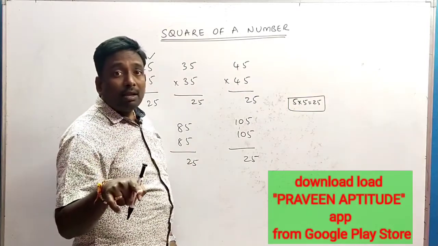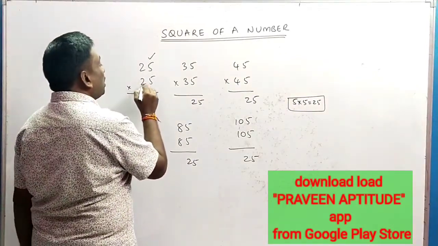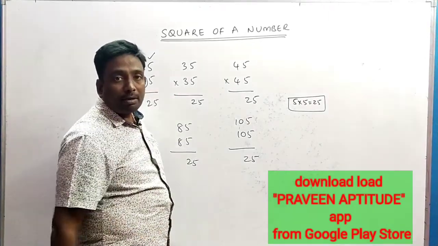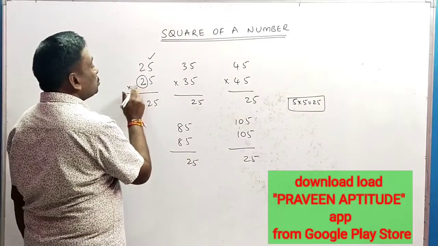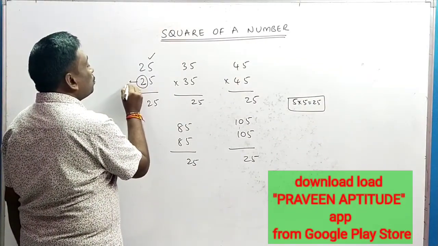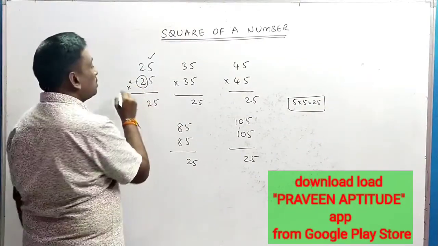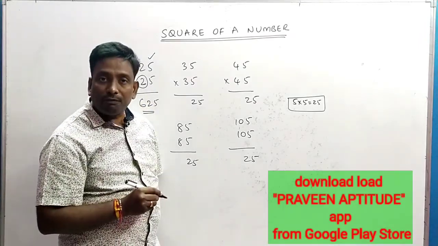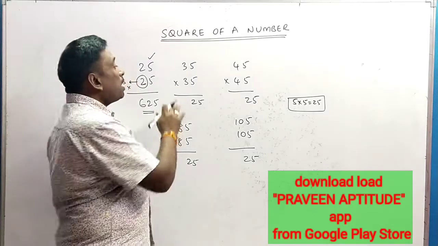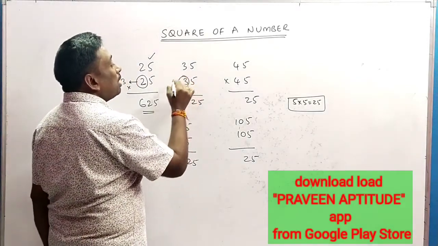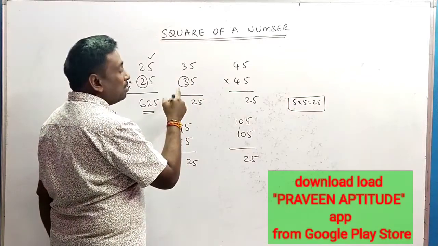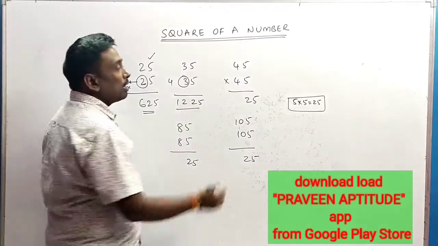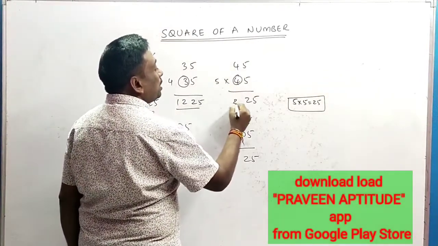After that, multiply the left side digit with the next number. Here the left side digit is 2, multiply with 2 after which number exists? 3. 2 3s are 6. This gives you 625. In the same manner, what about this one? 3 is there on the left side. What is the next digit? 4. 3 4s are 12. Here 4 is there. 4 5s are 20. Simple.